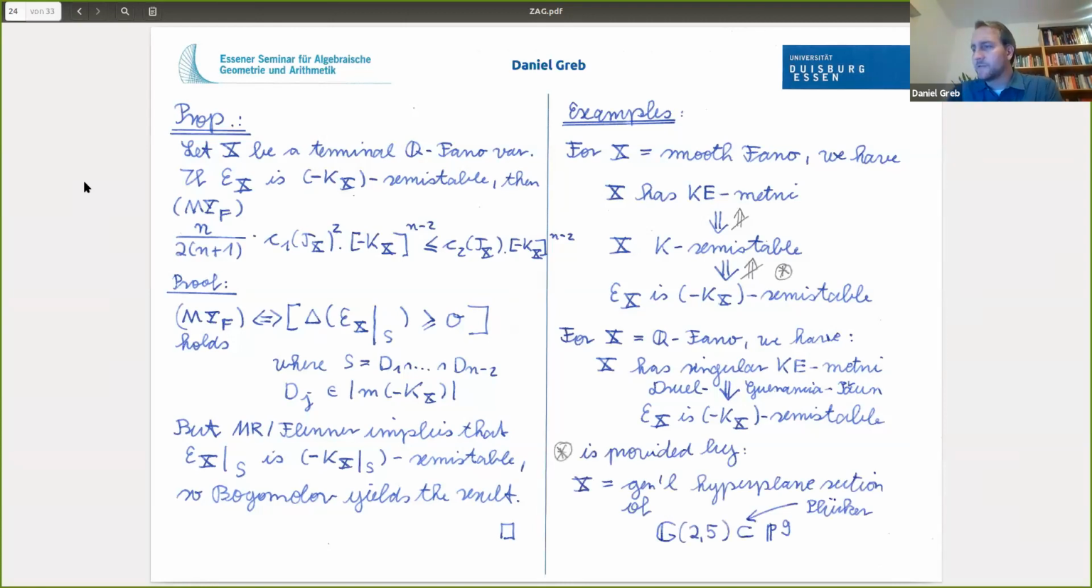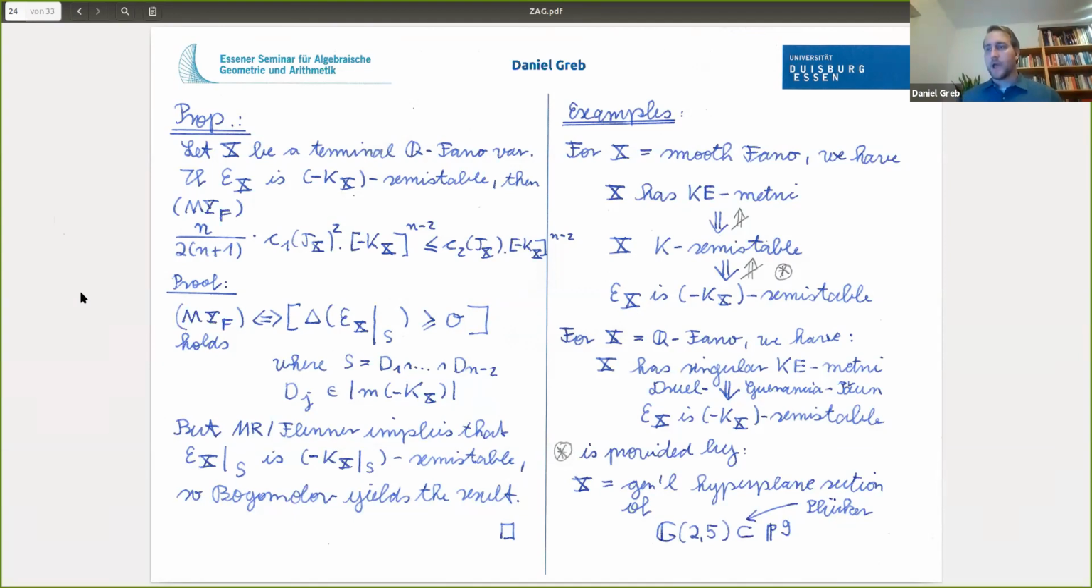The counterexample here is provided by a very classical variety. You take a general hyperplane section of the Grassmannian G(2,5) in its Plücker embedding in P^9. You can cut once with a linear section, or you can cut twice. In both cases you get a counterexample, namely a smooth Fano manifold where the canonical extension EX is semi-stable, but it's not K-semi-stable. So this is really a bigger class of manifolds and varieties where this Miyaoka-Yau inequality holds, and it's certainly not equivalent to being Kähler-Einstein, this condition.